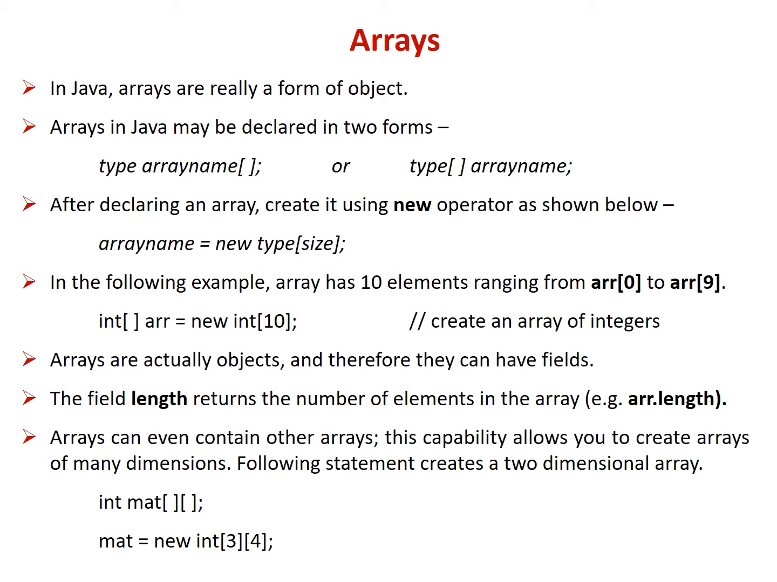The following statement creates a two-dimensional array. The declaration statement is int mat, and then two empty square brackets. After this, mat is equal to new int in the square bracket 3, and in the second square bracket we write 4. The meaning is that this will create one integer array, which is two-dimensional, containing 3 rows and 4 columns.